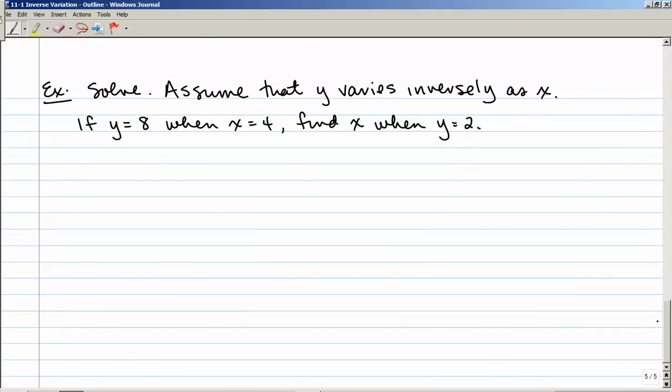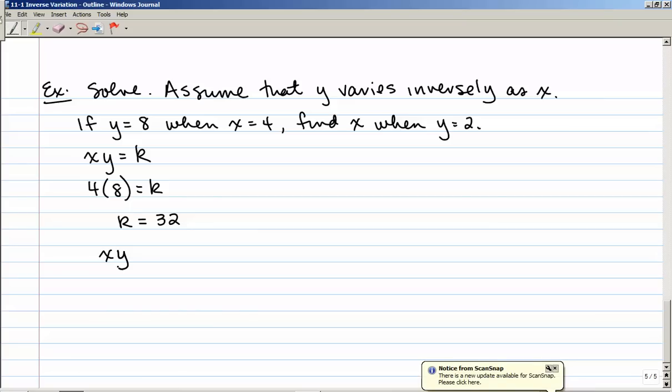And here's our last example. We need to solve. Assume that y varies inversely as x, and if y equals 8 when x equals 4, find x when y equals 2. So since this is inverse variation, I'm going to start with my inverse variation formula. And it says if y is 8 when x is 4. So x is 4, y is 8. That's going to equal my k. So k is equal to 32. So my equation is xy equals 32.